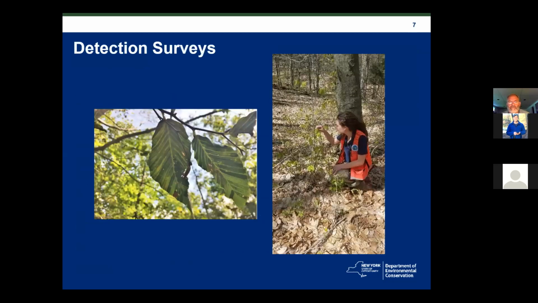Detection surveys. Visual surveys are conducted each year to identify infested stands and map the spread of beech leaf disease. For each survey, beech trees are examined for symptoms of beech leaf disease and tallied as positive or negative. Severity of symptoms is then ranked.